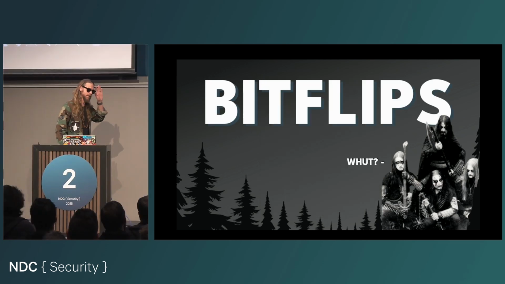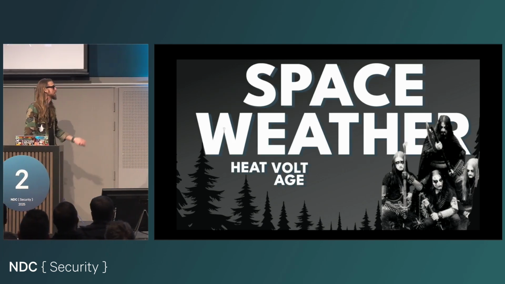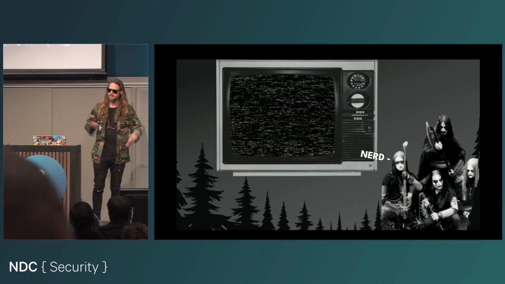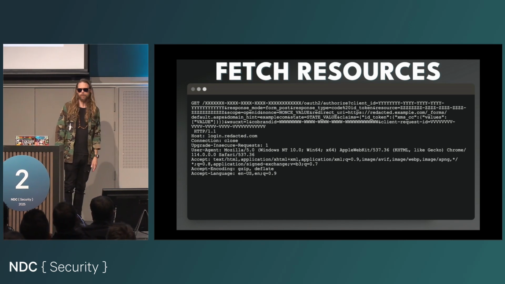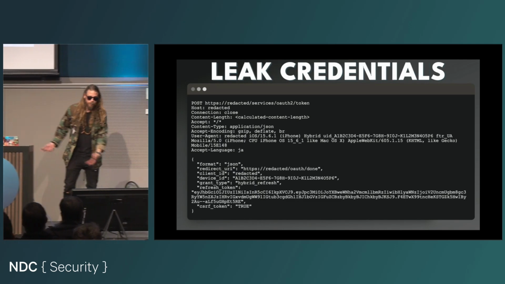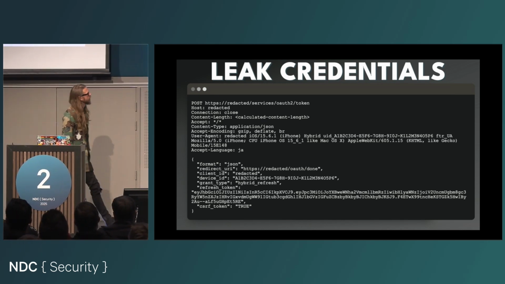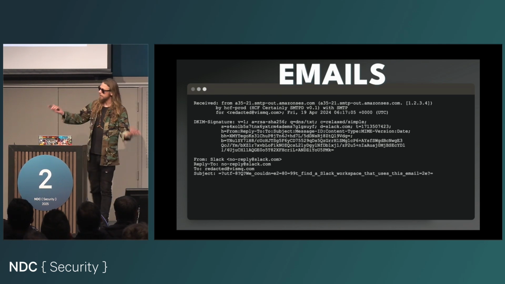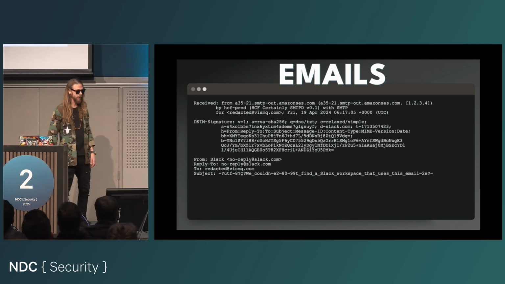We're here because we're going to talk to you about bitflips. We're going to talk about space weather, heat, voltage, and other weird stuff that makes our devices go haywire and somehow fetch resources that they weren't supposed to, or leak credentials by sending POST requests to places that absolutely weren't supposed to receive them, or emails that end up in places where they absolutely shouldn't be. Like this wonderful Slack invite, for instance.